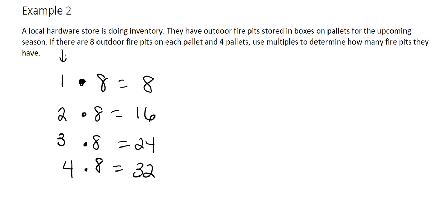So we're increasing the number of pallets. The number that doesn't change is how many fire pits are in each pallet. So that's where we multiply our base number, this 8, times a different number. So we start with 1 and we just increase by 1 each time.